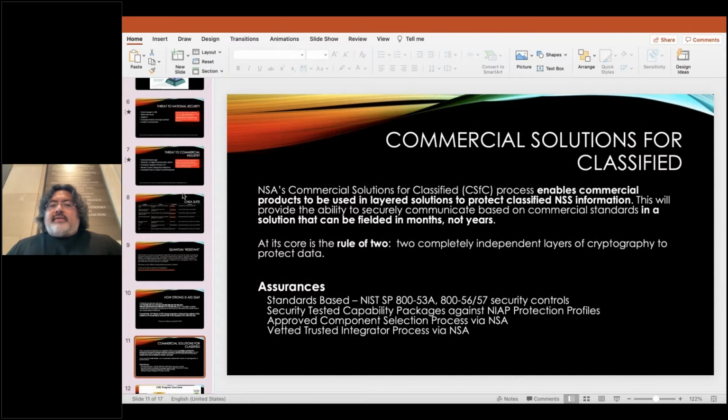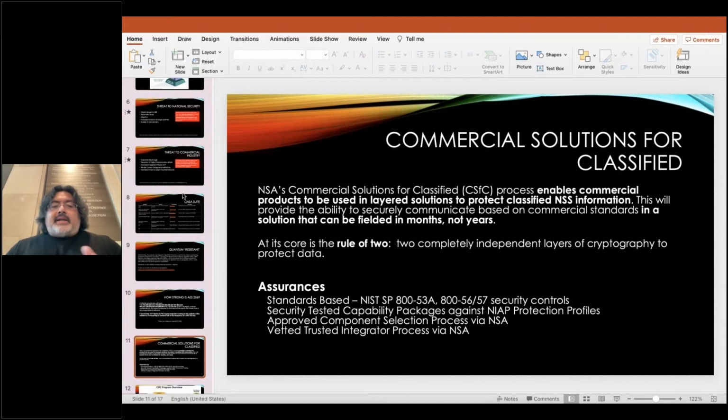What they've done is create a process that enables commercial products to be used in layered solutions to protect classified national security systems information. Just because this program was established for government and federal use does not mean that other countries, other organizations, and companies can't leverage this program.